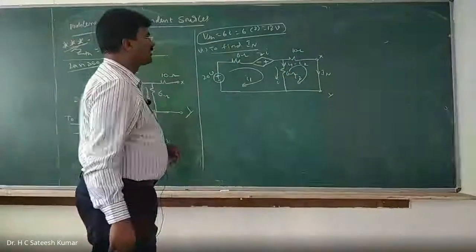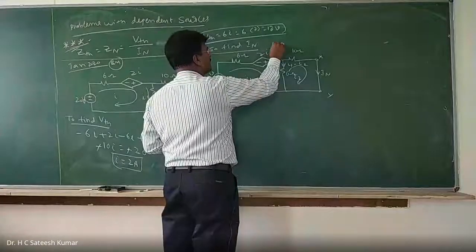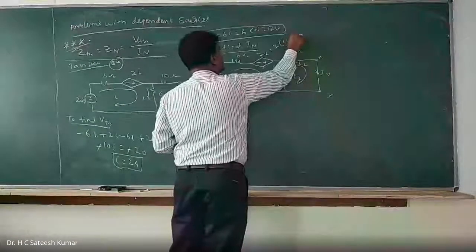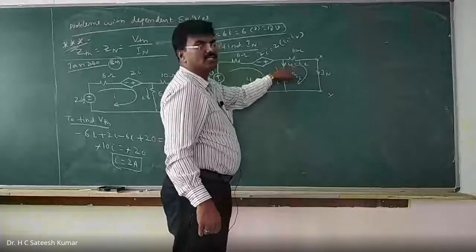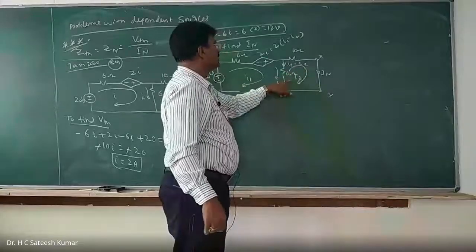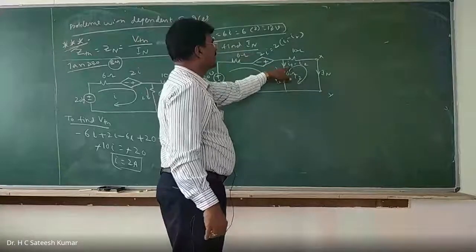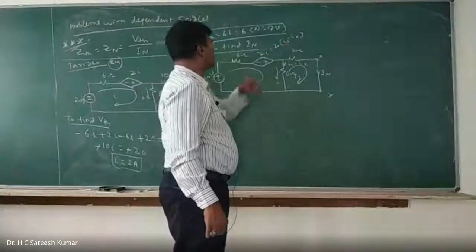Okay, right. Apply KVL. This is 2I. 2I is nothing but 2 into I, and I is equal to I1 minus I2. Therefore, what will you get? This voltage is depending upon this current, and this current becomes I1 minus I2. So therefore, you can write 2 into I1 minus I2.